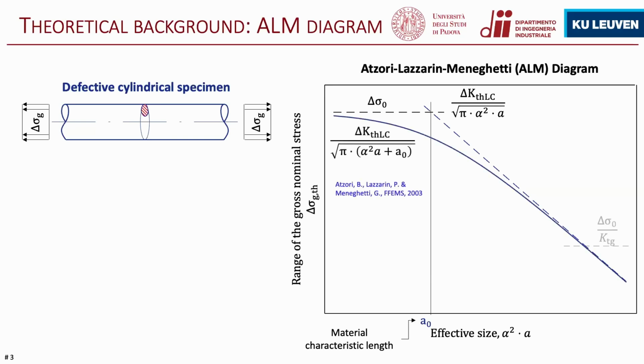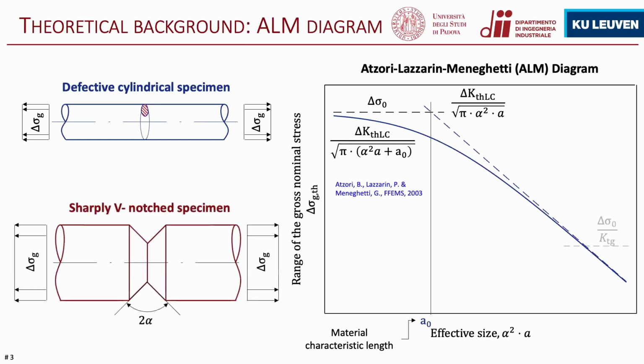What happens? Experimental data will follow a smoother trend that is well described by the Lazzari Meneghetti model, and here you can see the reference for this diagram. What happens when we have a sharply notched material? Is it possible to obtain a similar relationship like that for defective cylindrical specimens? The answer is yes.